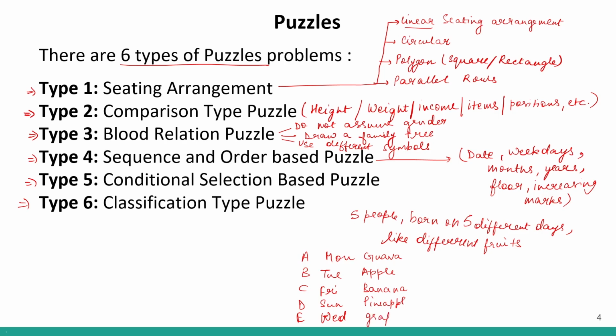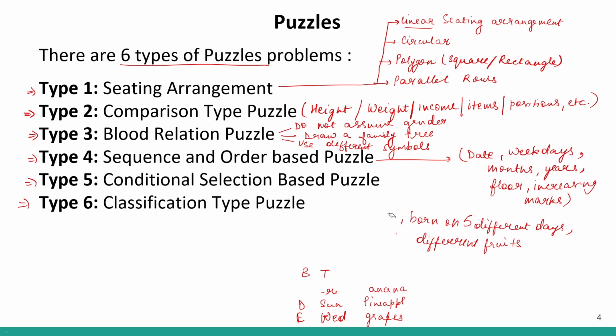So something like this. Different people liking different things, being born on different days, these kind of things where you have to classify the entire information into several sections. These type of questions come in your classification type of puzzles.